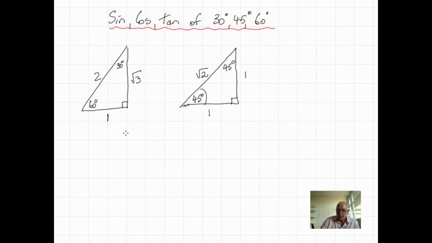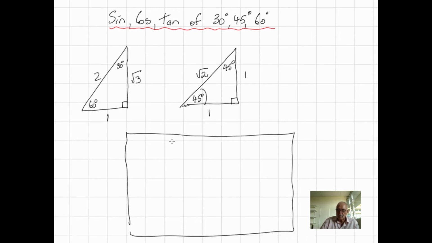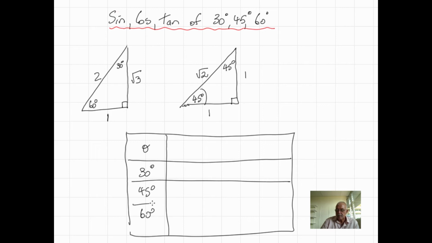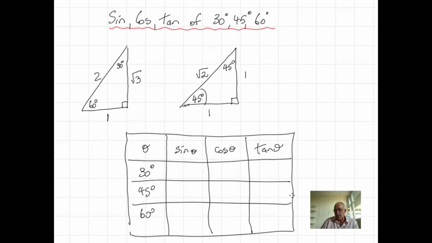So if we were to put it into a table, we've got theta as 30, 45, 60 degrees. And we've got sine theta, cos theta, tan theta. Now, the idea is not to memorise this table, but to memorise those two diagrams, and you can generate this table.